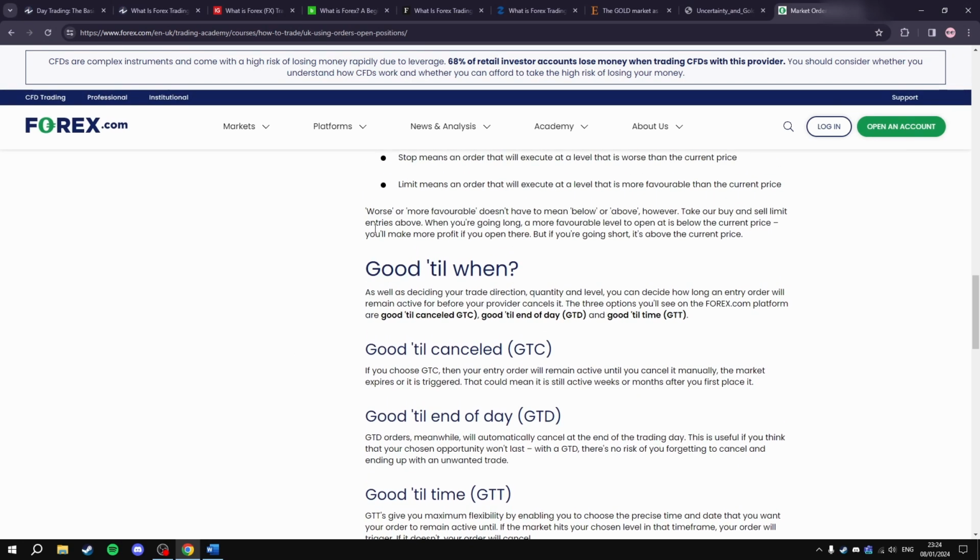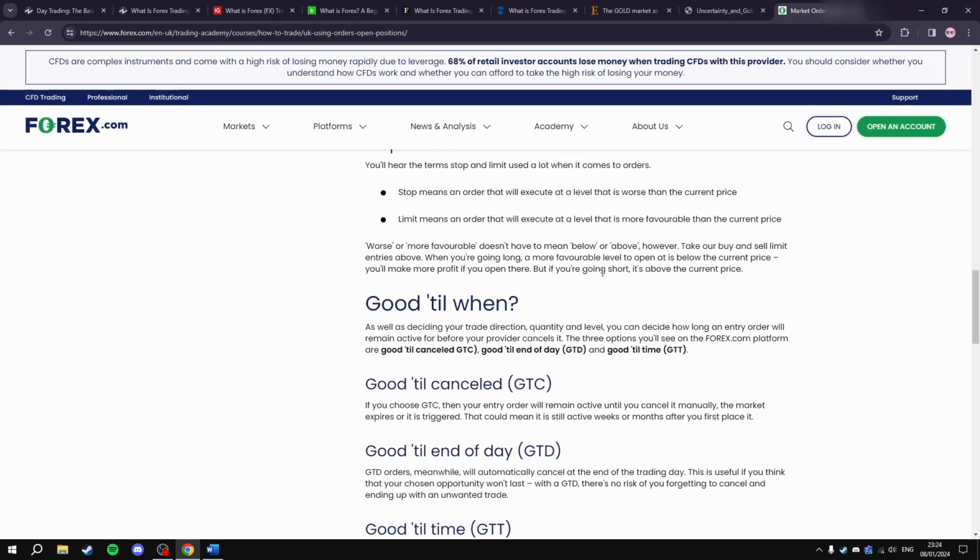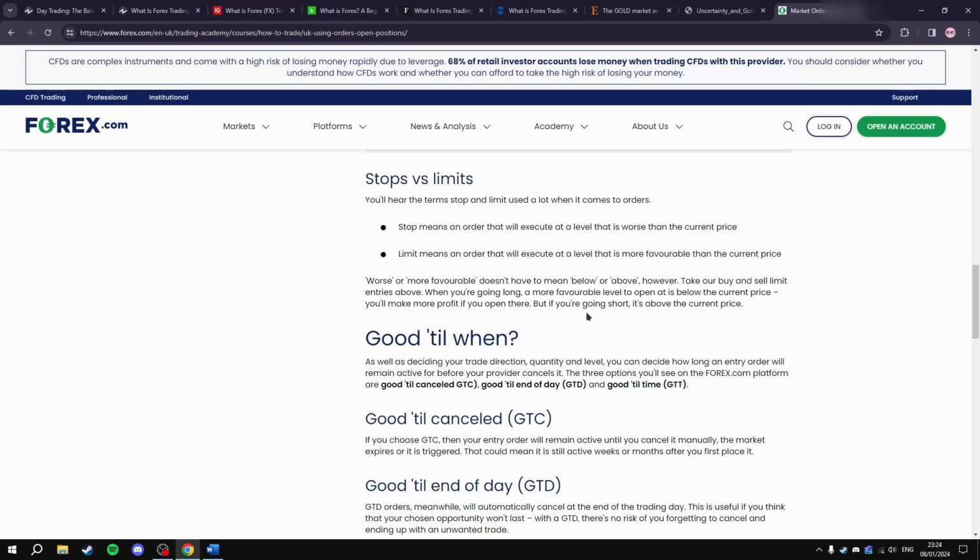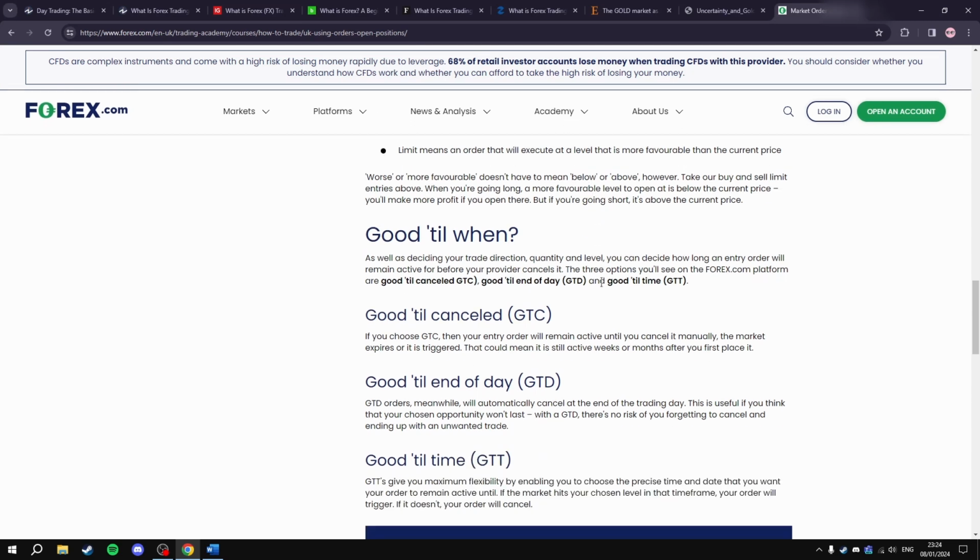Worse or more favorable doesn't have to mean below or above. However, take our buy and sell limit entries above. When you're going long, a more favorable level to open at is below the current price. You'll make more profit if you open there, but if you're going short, it's above the current price.